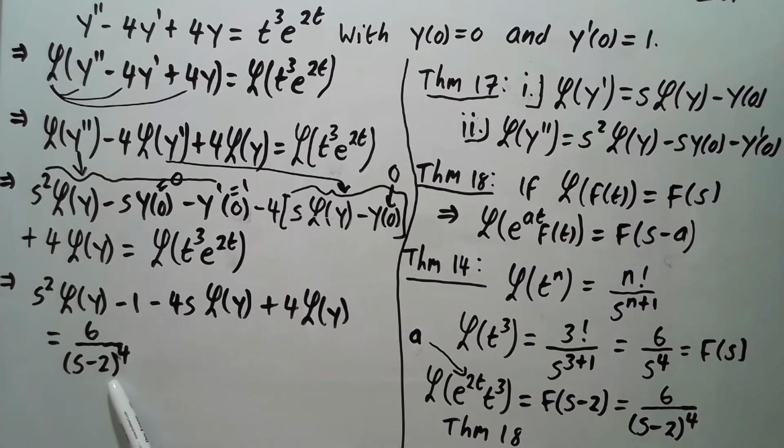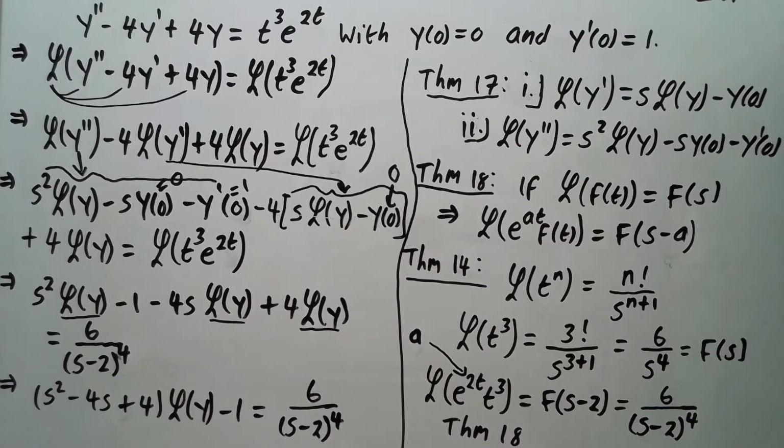Let's factor out the Laplace y's here and here. So doing that, we get, okay, so I factored out Laplace y here and here, so there'll be an s squared left there, minus 4s plus 4 times Laplace y, then still minus 1 equals 6 over s minus 2 to the 4th. Okay, so I'm out of space here, so let me erase a few things and we'll keep going.